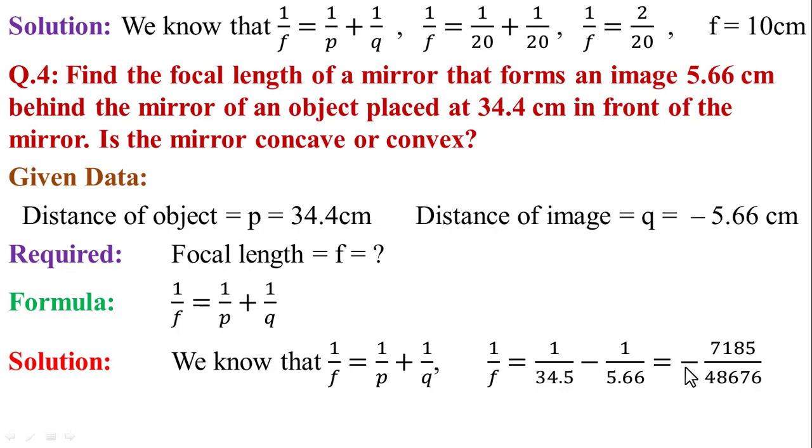That is equal to minus 7185 divided by 48,676. Now taking reciprocal on both sides, focal length f is equal to minus 48,676 divided by 7185. So the answer of focal length is minus 6.77 centimeter. Here the answer is negative, so the mirror is a convex mirror.